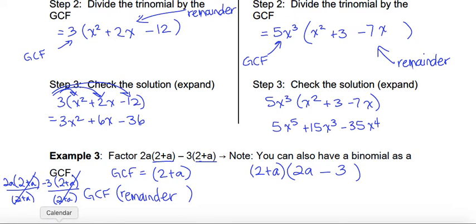So your greatest common factor can be a number, a combination of a number and a letter, can just be a letter, or sometimes it can be a binomial. So keep all of that in mind as you are progressing through the lessons. As I said, if you have any questions about this, please post them in the discussion post on the virtual learning environment or send me an email.